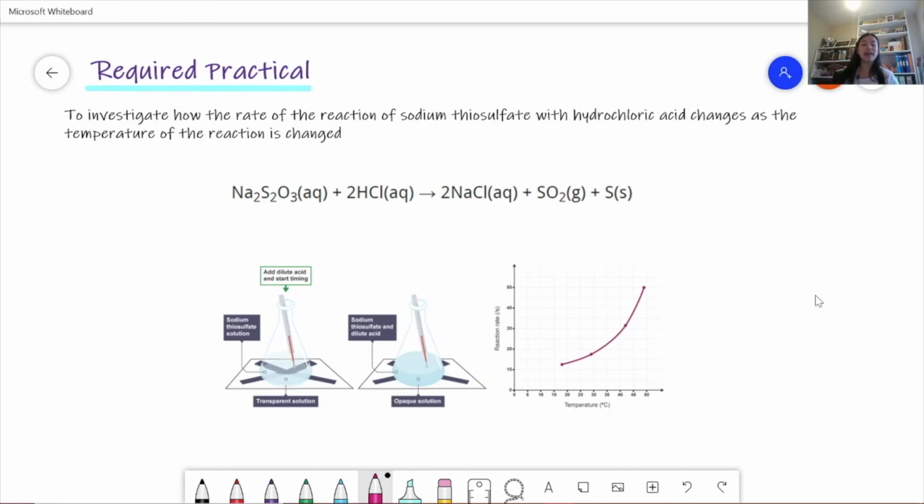So we can see that as the temperature increases, the rate increases. This makes sense because when we increase the temperature of something, we give the particles more kinetic energy. So there are more collisions per unit time, and also more of the particles then possess the activation energy required for a successful collision. So overall, there are more successful collisions per unit time, and so the rate of reaction increases.